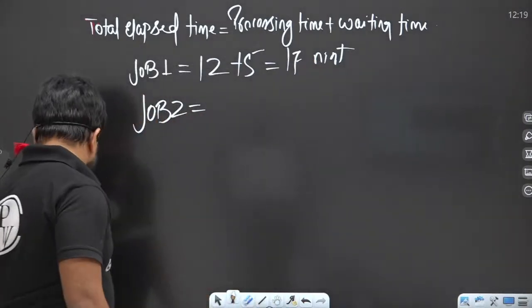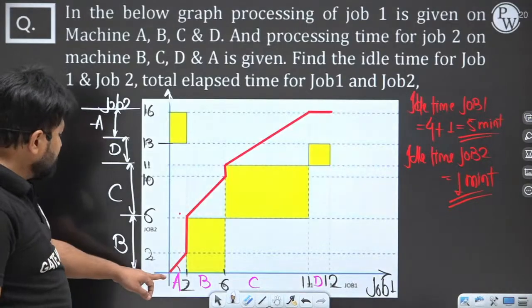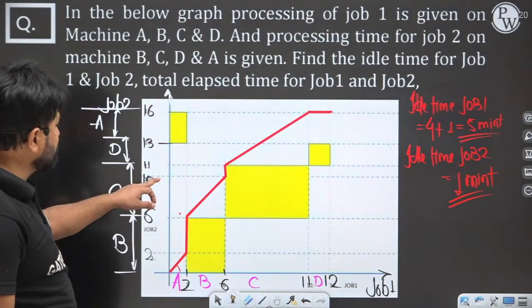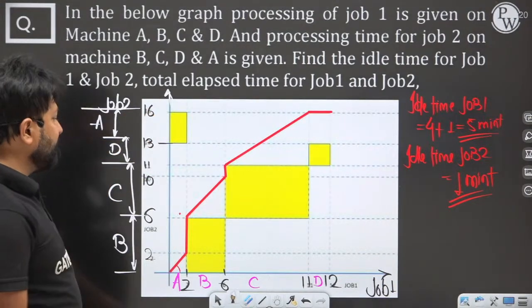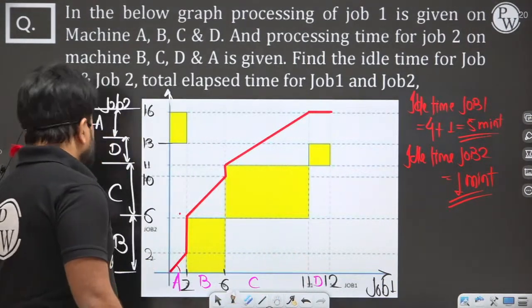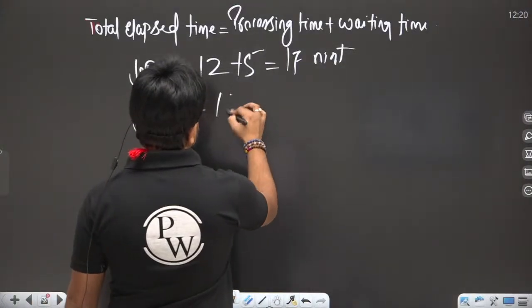Now, job 2 total processing time: 0 to 2, 2 to 6, 6 to 10, 10 to 11, 11 to 13, 13 to 16. And the waiting time is 2. So here 16.